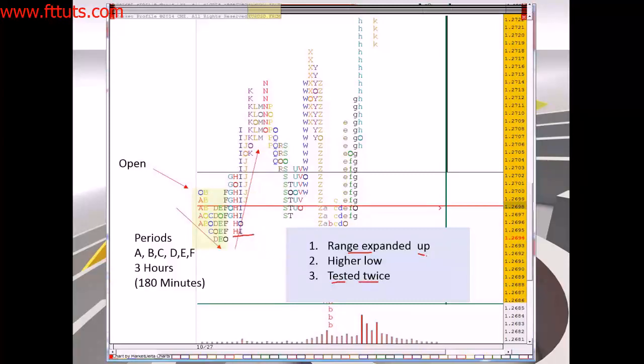Notice 1, 2. Now, the more times a high or a low is tested and it holds, the stronger that level of support. So technically, 1, 2, 3, we have 3 here, 2 more here. That seems to be holding pretty good. But remember, these are 30-minute periods, so it's sort of not that strong. But nevertheless, it was tested twice, because if these were hours, this would just be one test, and so on.